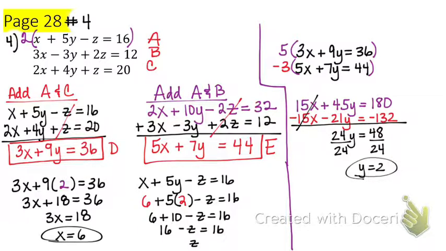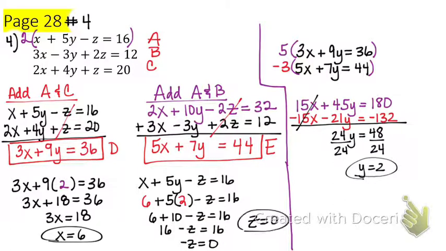So you should have 16 minus z equals 16. So subtract 16 from both sides. So that would be negative z equals 0. And when you divide both sides by negative 1, you still get 0. So who got z equals 0?